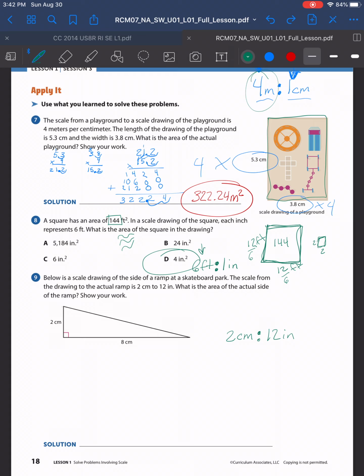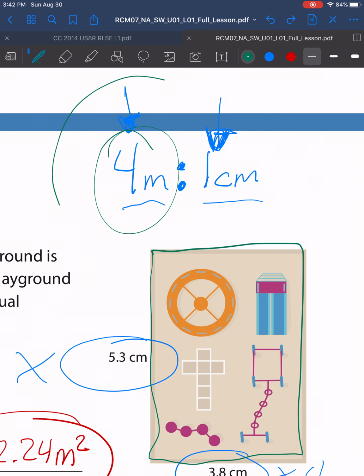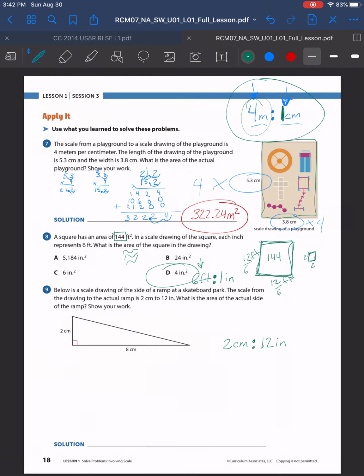The scale factor says every 2 centimeters is 12 inches. Is that a unit rate? No. Why is it not a unit rate? Well, we talked about unit rate meaning 1 of something, correct? Look back up here. This was a unit rate because there was 1 of something. It doesn't matter if there was 4 as well. There has to be 1 of something for it to be a unit rate.